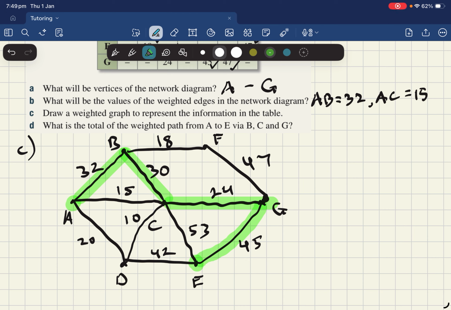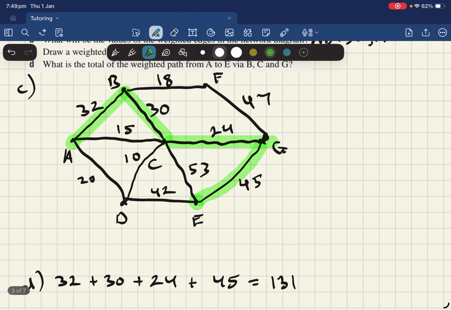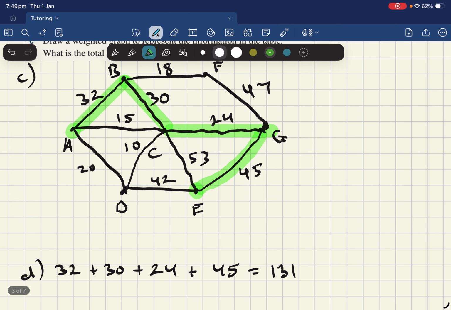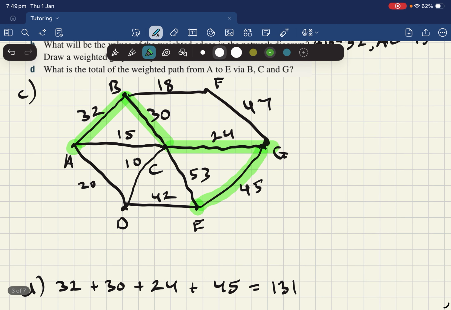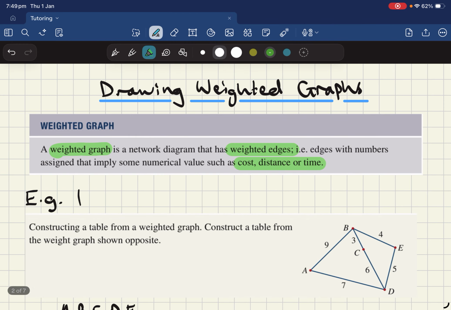To find the total weighted path, we are just going to add all of these weights together, and I've done that already down the bottom. So we add our edges of 32, 30, 24, and 45, and that gives us a total weighted path of 131 units. Remember, these units can represent anything. We had in the key ideas, these represent cost, distance, or time.